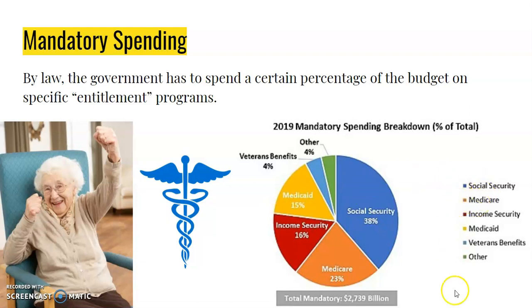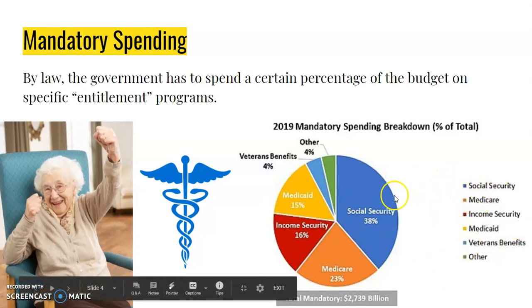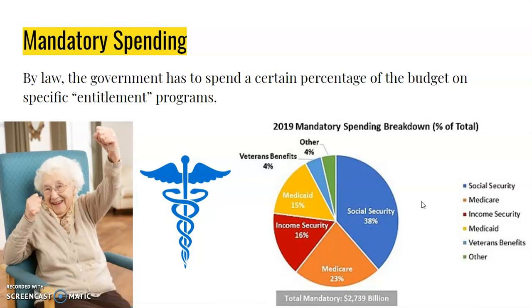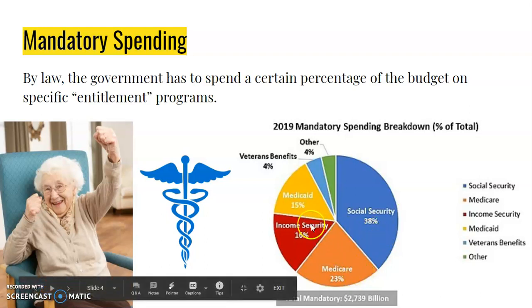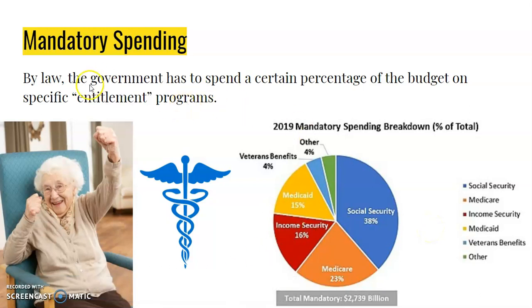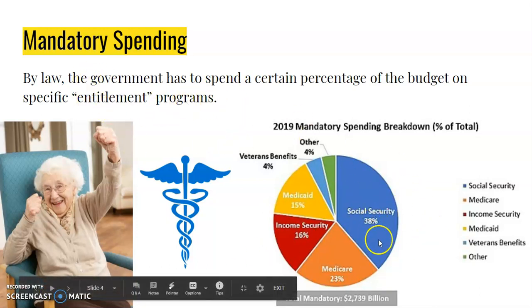So these programs here that we see on the right, these are what's known as entitlement programs, right? Which means that the government has to spend money on these legally. They are bound to spend money on Social Security, Medicare, income security, Medicaid, veterans benefits, and a few other things, right? So this is by percentage. The government does not decide that they want one year to spend 38%. This is dependent on how many people are eligible or entitled to money in that program.